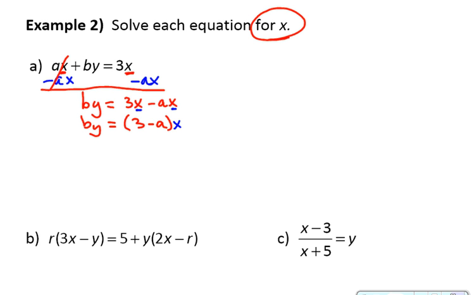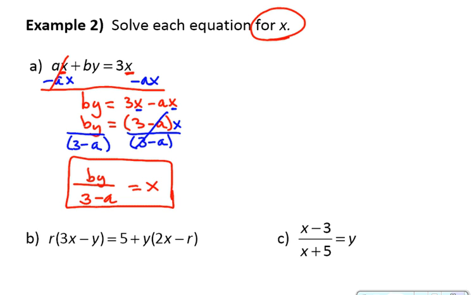So I have this. So I want to isolate my x. So I'm going to divide both sides by its coefficient, which is 3 minus a on both sides. These will cancel. They're identical, so they're going to cancel. Clever one. And that's going to leave me with by over 3 minus a is equal to x.